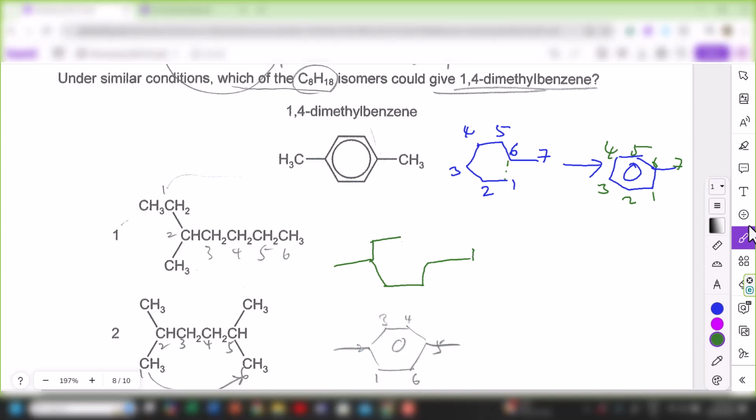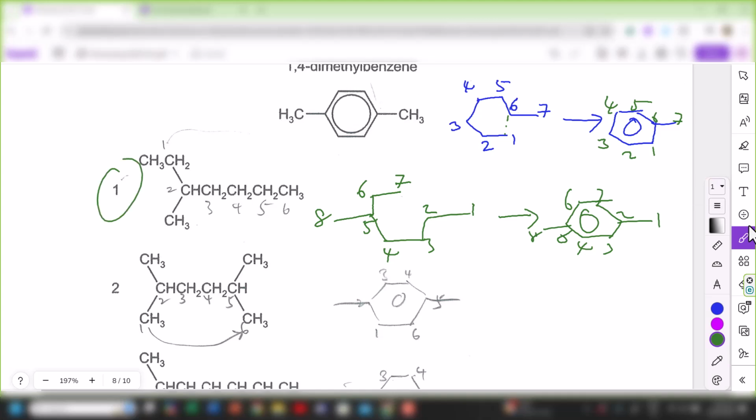So 1, 2, 3, 4, 5, 6, 7, 8. And then eventually I'm going to get this, ring, ring, ring, and then 1, 2, 3, 4, 5, 6, 7, 8. So am I drawing the correct thing? Let me double check. 6, 7. So this is 2. So this is a straight chain with 1, 2, 3, 4. 1, 2, 3, 4. Yeah, correct. So yeah, 1 is possible.